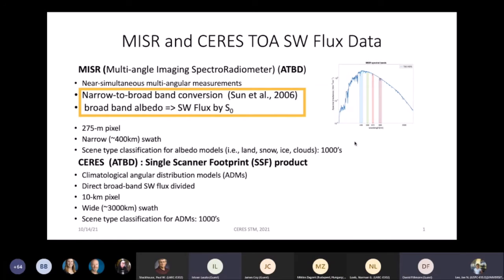I'm talking about the difference between MISR and CERES TOA shortwave flux data. While CERES flux is a relatively direct measurement, one of the major differences with MISR is that MISR broadband albedo is a converted quantity from 4 narrowband albedos, and those are regressed onto CERES broadband albedo. So we used the MISR broadband albedo product, then converted it to the flux by multiplying by incoming solar insolation.